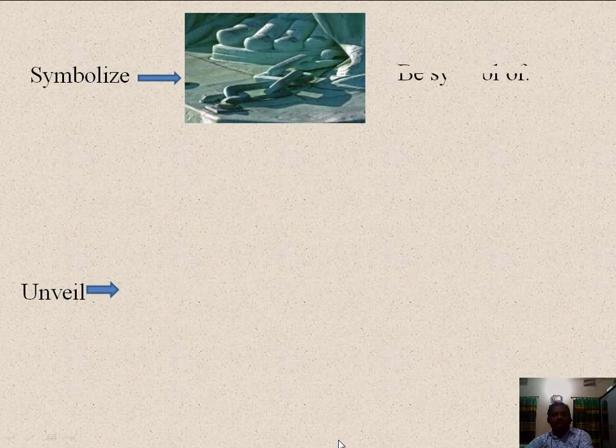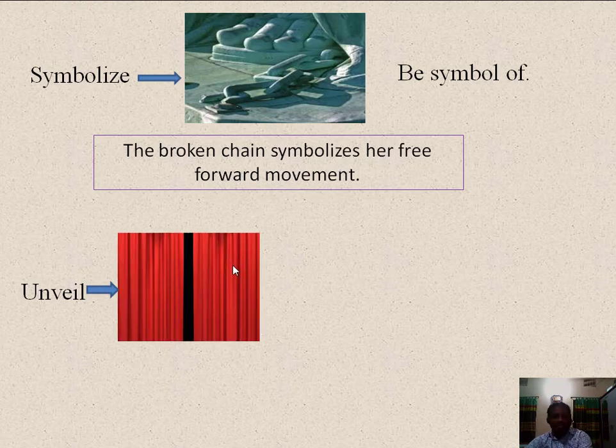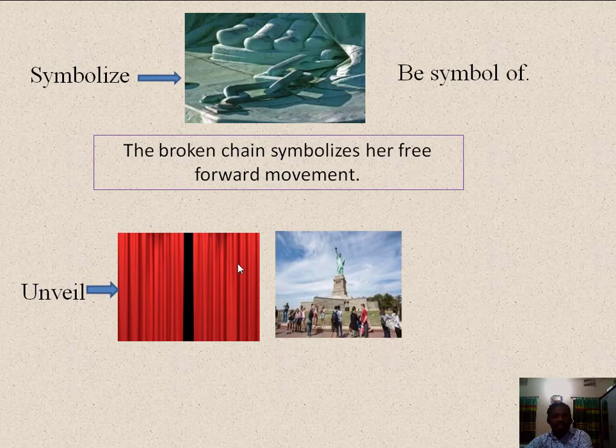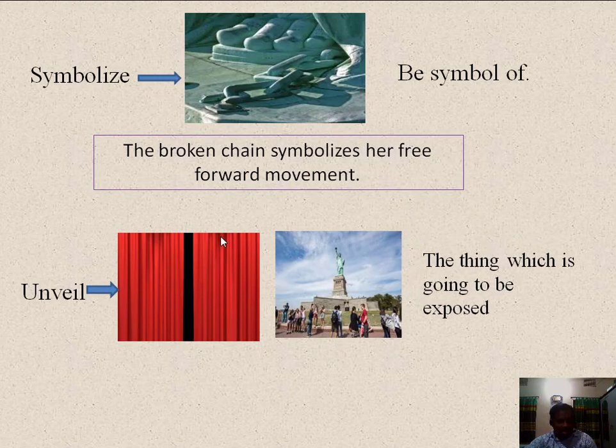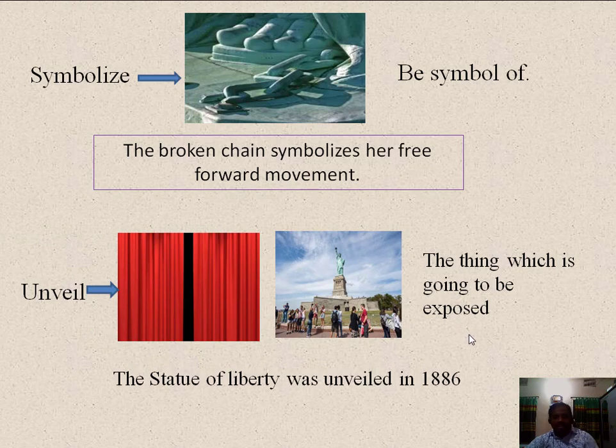Now the word symbolize. Be a symbol of. Here the broken chain, look at the chain, symbolizes her free forward movement. Unveil. I think by looking at this picture you can understand the meaning. Unveil means the thing which is going to be exposed. The Statue of Liberty was unveiled in 1886.